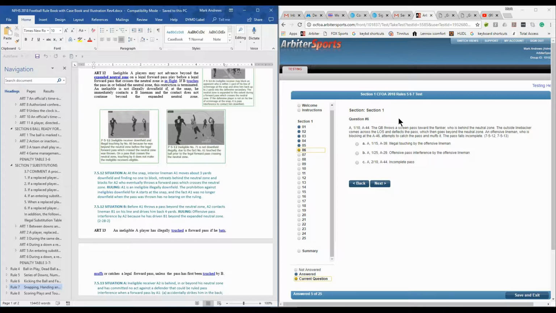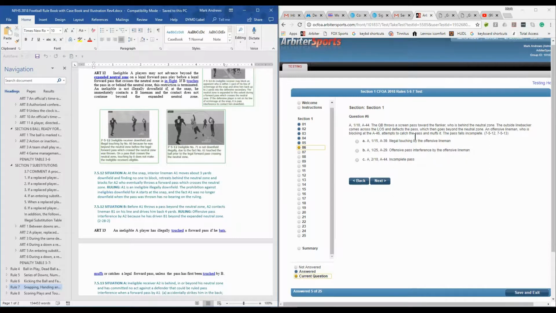Now, there's a couple of concepts here that they're trying to get across. One is the idea that an offensive lineman can go 2 yards beyond the line of scrimmage and still be contacting a defensive player and be legal. So that contact that we see by the offensive lineman, since it's at the A46, is legal. The second part of this is the attempt to catch the pass.